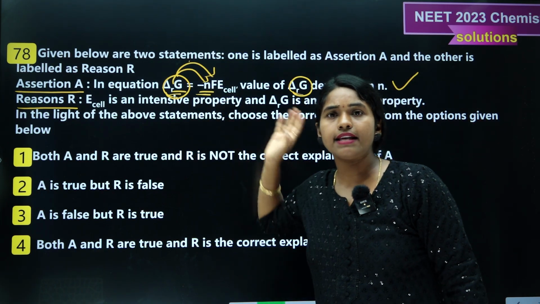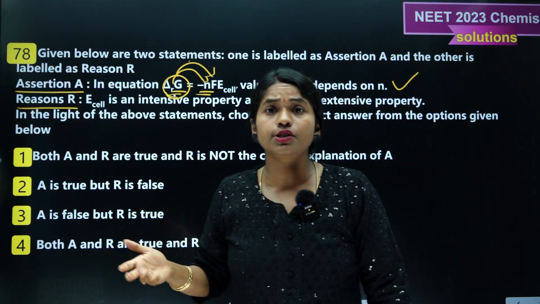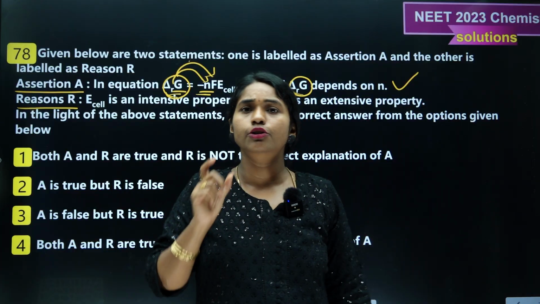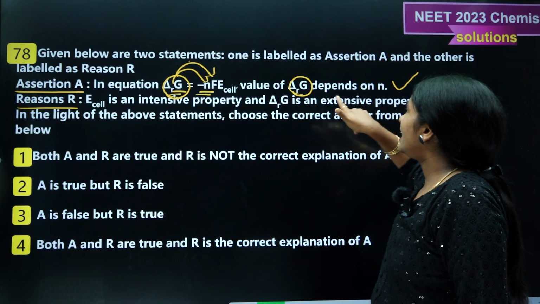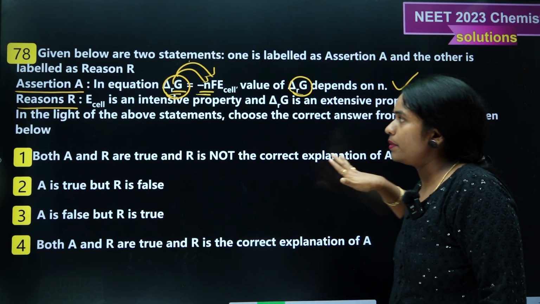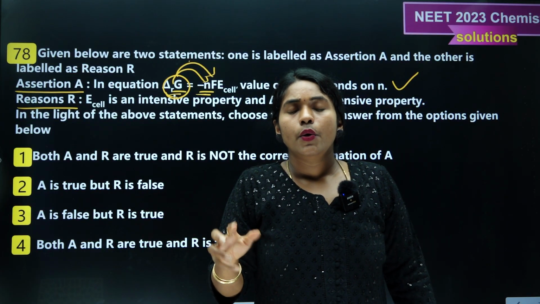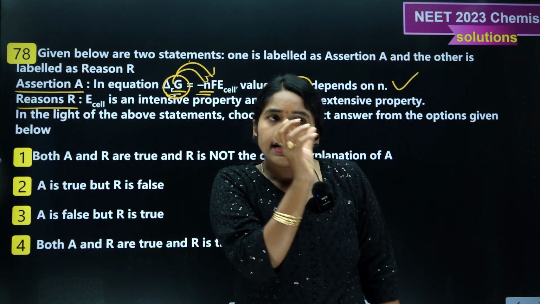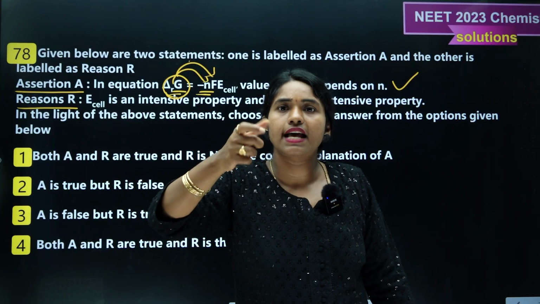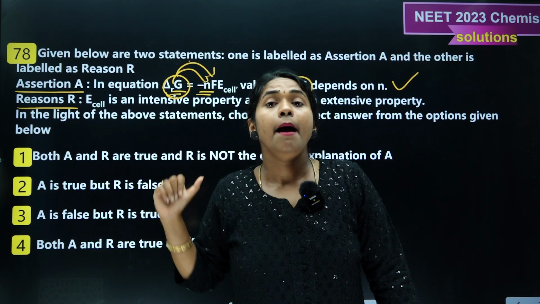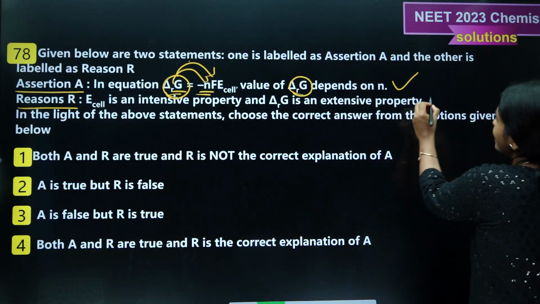Delta G is equal to minus nFE cell. If you change the n value, the number of electrons during a reaction, then the delta G value changes. And see the reason. E cell is an intensive property and delta G is an extensive property. See, E cell does not depend upon the amount of substance. Whatever the reaction is, that E cell has a certain value. If you change the number of moles, the amount of substance, it does not depend. But the change in Gibbs energy depends upon the amount of substance. So it is a correct statement.